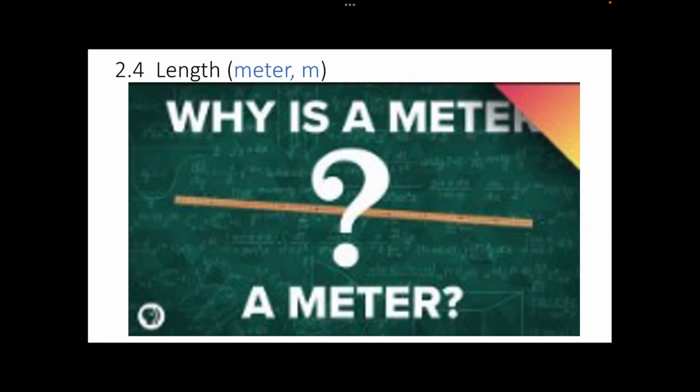Lesson 2.4 is going to talk about length. So you should watch the video before about why a meter is a meter and take your notes there. The SI unit of length is the meter, which is represented by the small letter m right here.